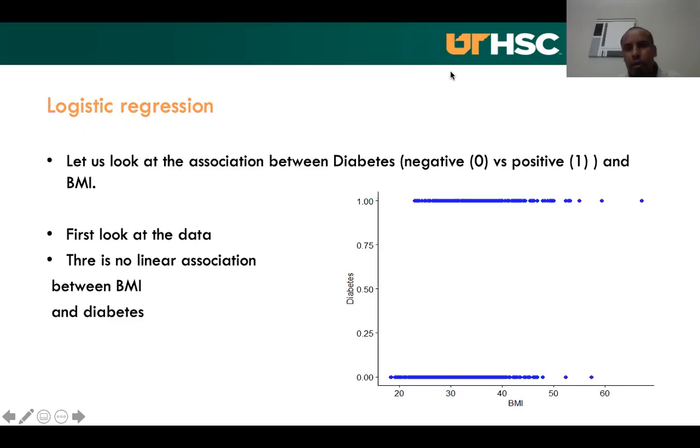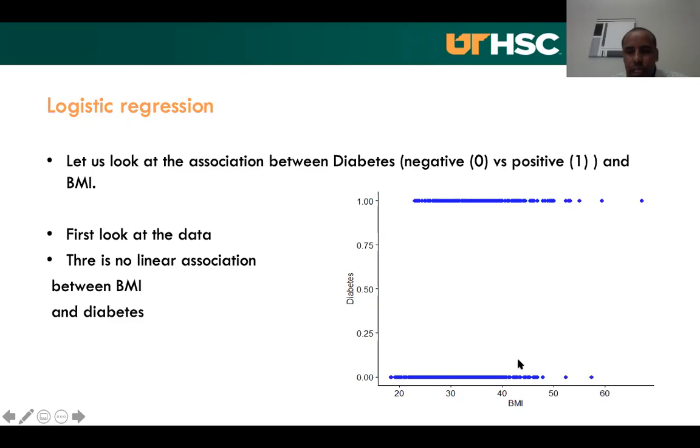So when we conduct a logistic regression analysis, we have to first plot and look at the data. In these plots, we plotted the BMI. It's a scatter plot of the BMI by the risk of diabetes. The diabetes is either 0 or 1, as you can see here. And we have BMI ranging from around 18 to around 60.